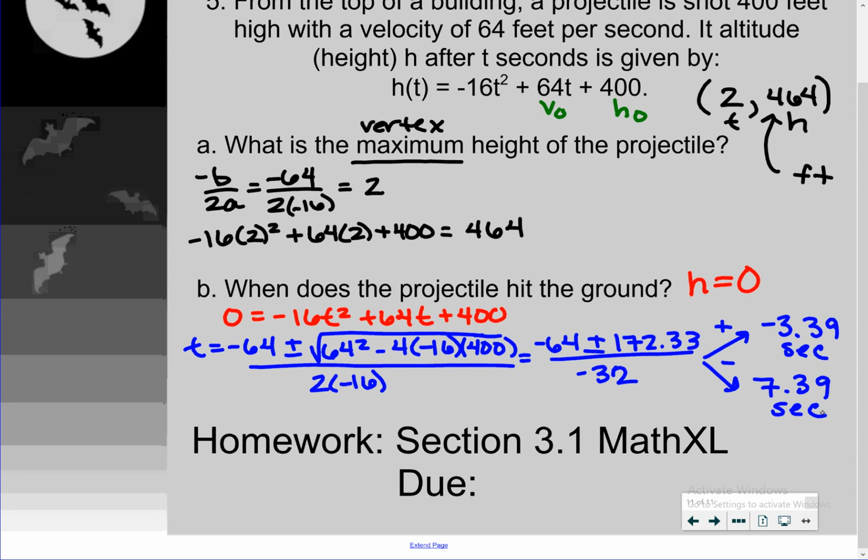Because the domain of t is 0 to wherever it hits the ground, which is 7.39 seconds. So that is the only answer. Although we get two answers, we want to relate that back to, does that make sense in our situation? Only a positive time period would be an answer.